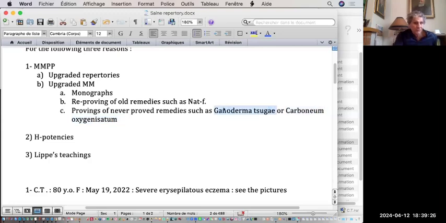But we have introduced a completely new proving this year in 2023, which is the Ricci mushroom, Ganoderma tsugae, one of the Ricci. And so far, also, we have a very excellent proving, really beautiful proving, because we have a very good team of provers. And if people want to join our team of provers, you can write to us, like at the Canadian Academy, or to the MMPP, and we will include you in our proving team.